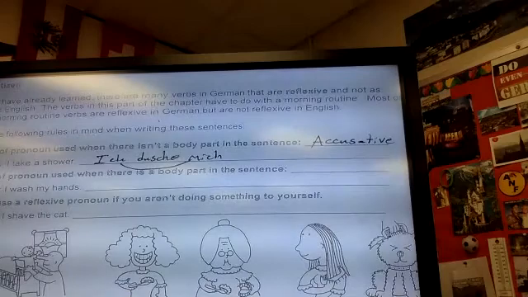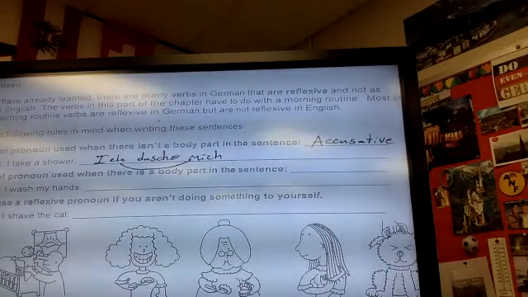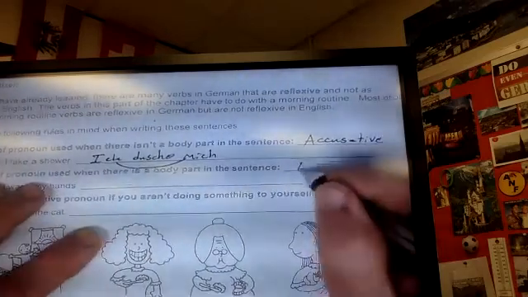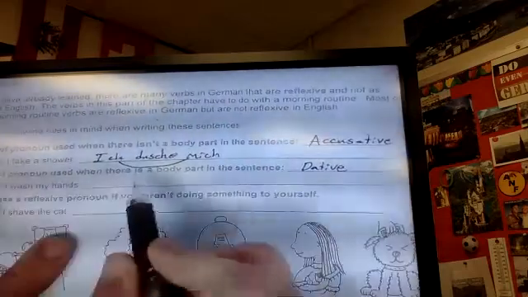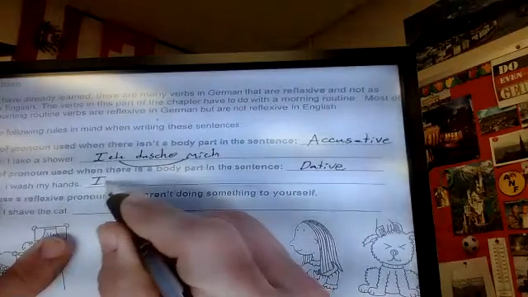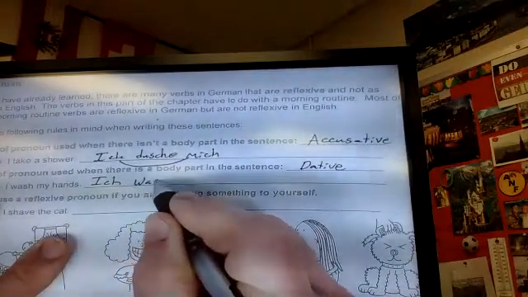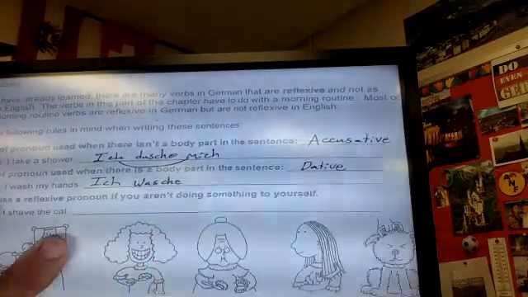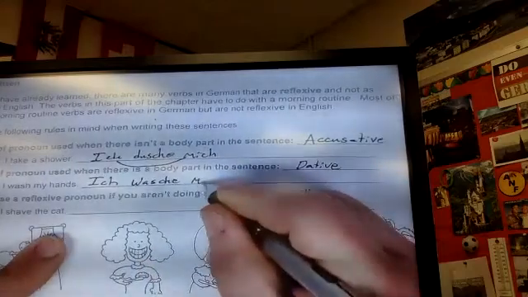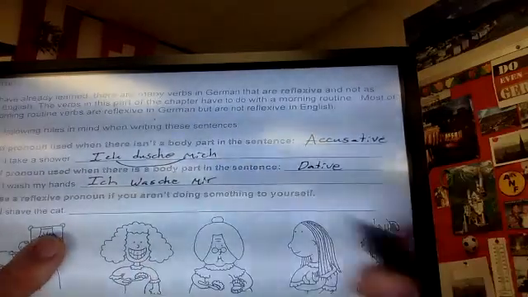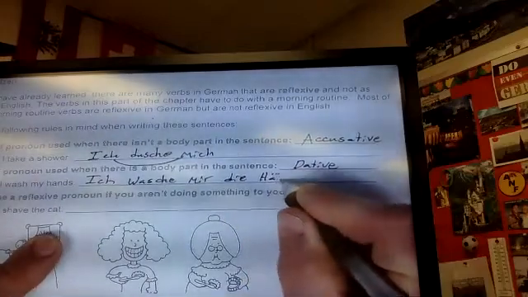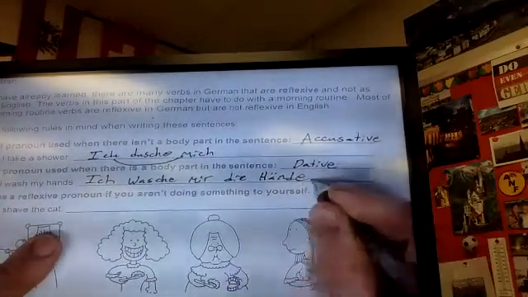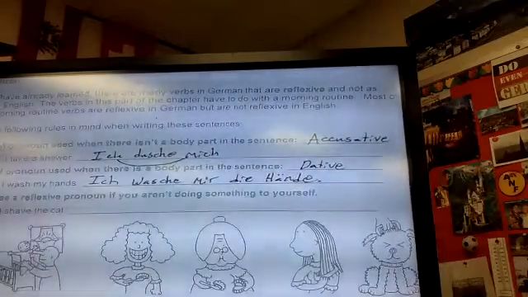So, the type of pronoun that's used when there is a body part in the sentence. Dative, yeah, dative. As an example, I wash my hands. Ich wasche... Here instead of mich, it's going to be mir. Ich wasche mir die Hände.